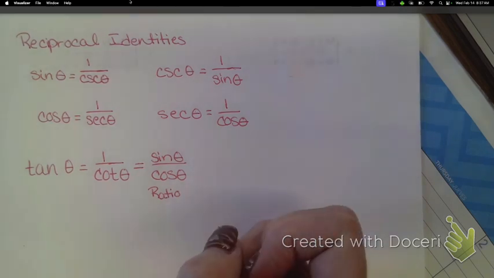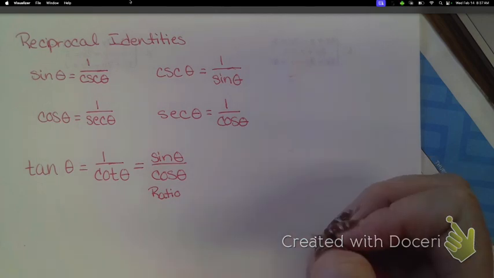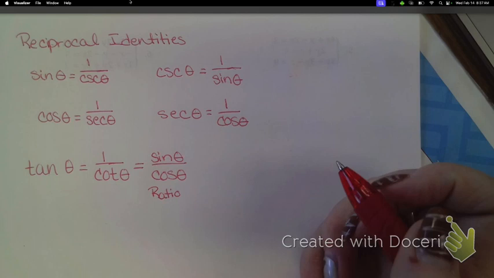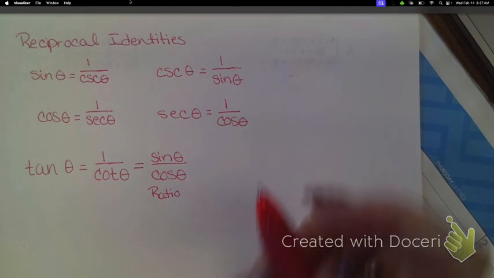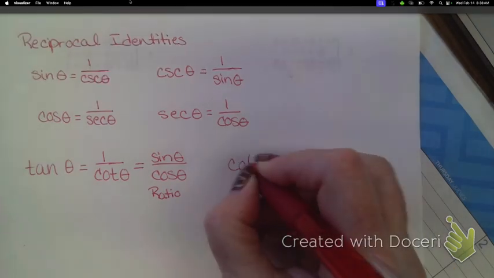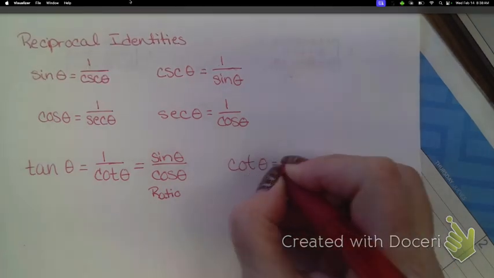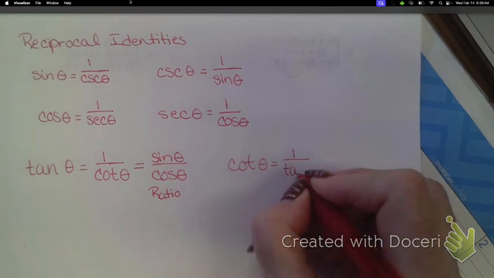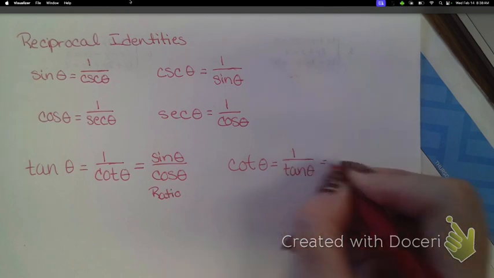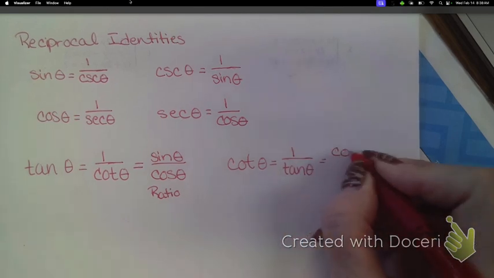Do you want the ratios written separately? Okay, I just wanted you to see how they're all equal. Does that make sense? It's a good idea, but I don't have space. Okay, you do whatever you want. Cotangent of theta: the reciprocal is 1 over tangent of theta. And the ratio is what? Cosine over sine.